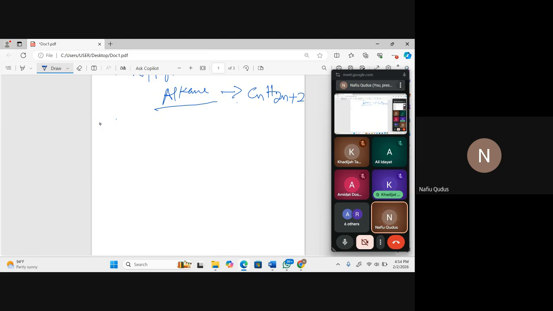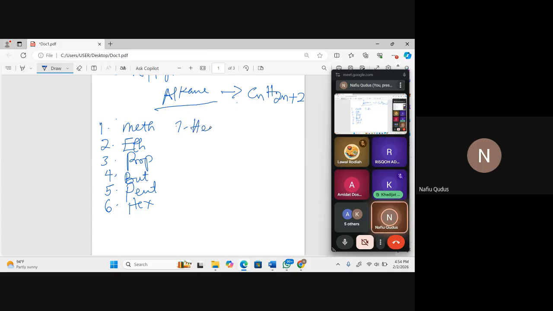Number one, we have meth. Number two, we have eth. Number three, prop. Number four, but. Number five, pent. Number six, hex. Number seven, hept. Number eight, oct. Number nine, non. Number ten, dec. Number eleven, undec, and twelve, dodec.